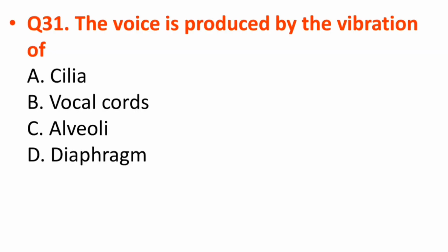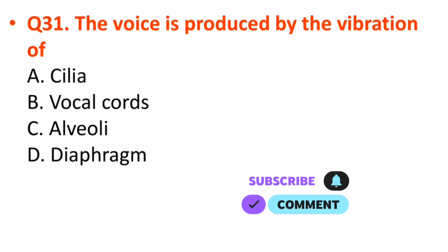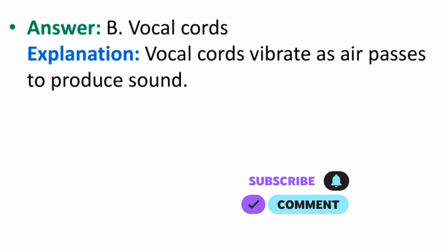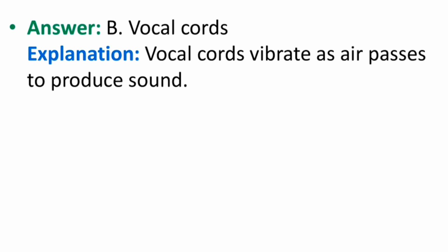Next question. The voice is produced by the vibration of option A cilia, option B vocal cords, option C alveoli, option D diaphragm. The correct answer is option B vocal cords. Vocal cords vibrate as air passes to produce sound.